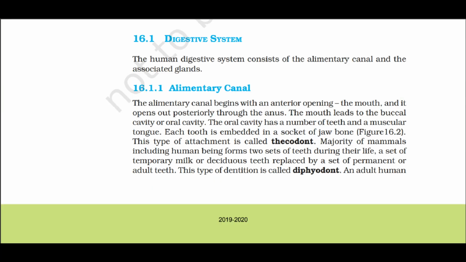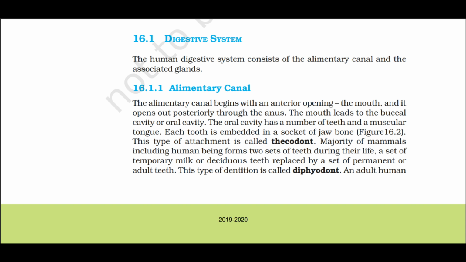Digestive system. The human digestive system consists of the alimentary canal and the associated glands. Alimentary canal. The alimentary canal begins with an anterior opening, the mouth, and it opens out posteriorly through the anus. The mouth leads to the buccal cavity or oral cavity. The oral cavity has a number of teeth and a muscular tongue. Each tooth is embedded in a socket of jawbone. This type of attachment is called thecodont.